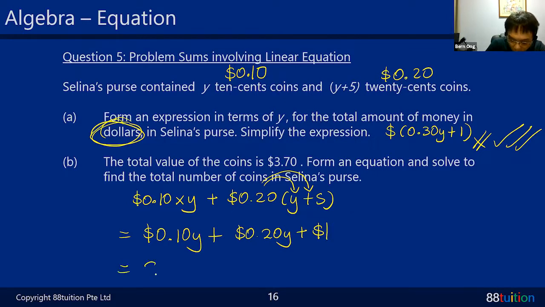So in this case, you combine: 0.10 plus 0.20 is 0.30y. The dollar sign you put outside already, plus 1. This is the best answer.